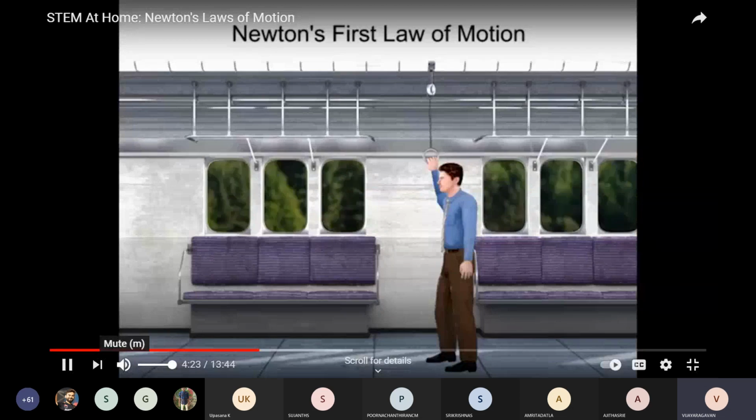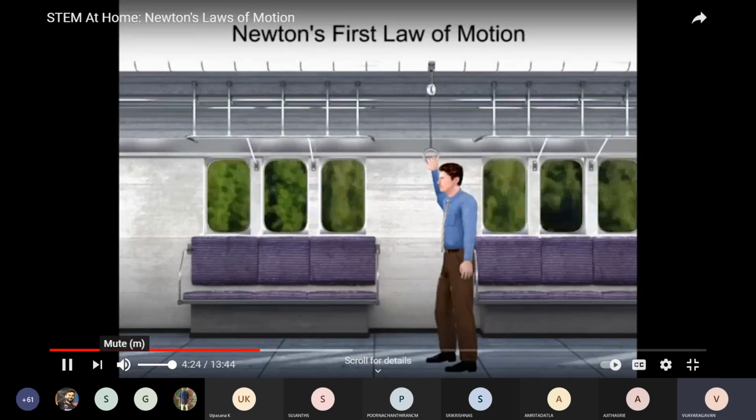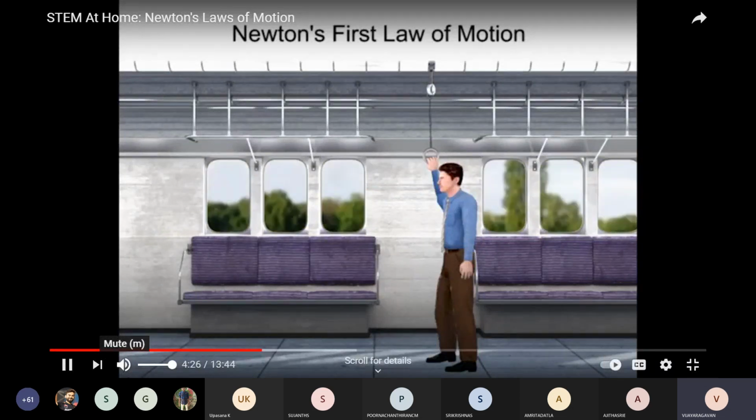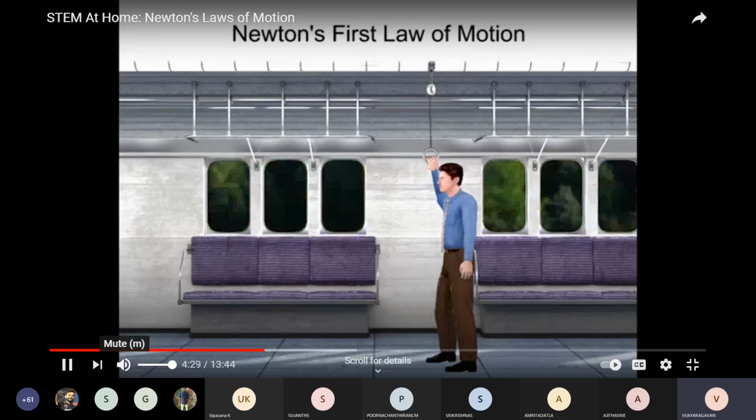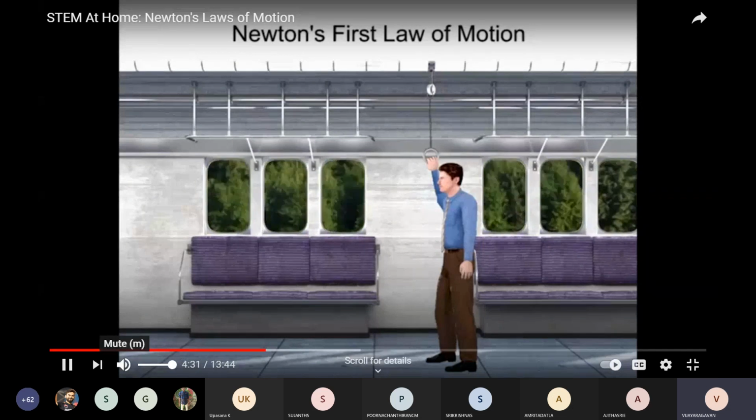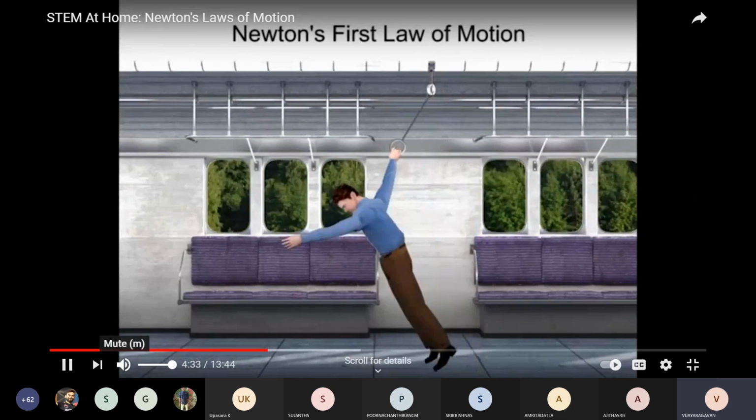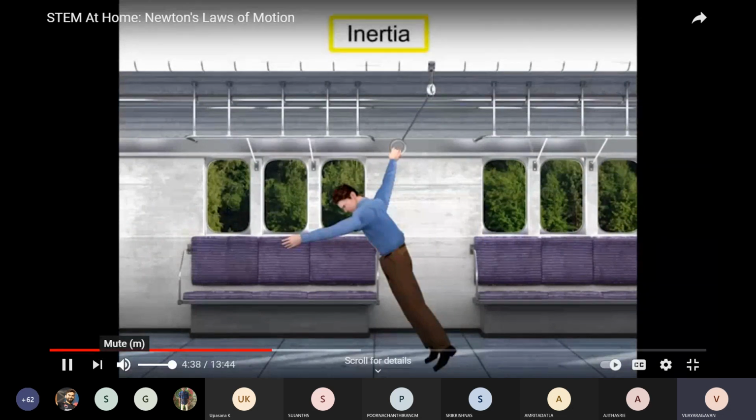Likewise, when a fast-moving subway car comes to a quick stop, passengers inside continue traveling at the previous uniform speed of the car and get thrown forward. This property of matter to remain at rest or in motion is known as inertia. Newton's first law is often termed the law of inertia.